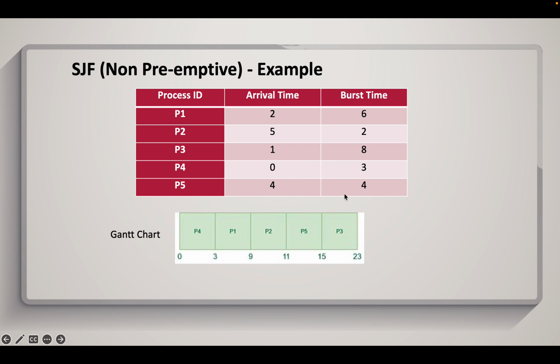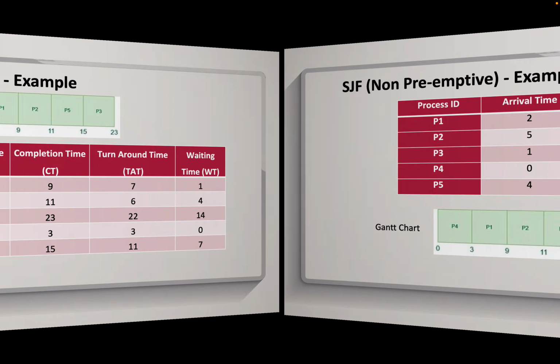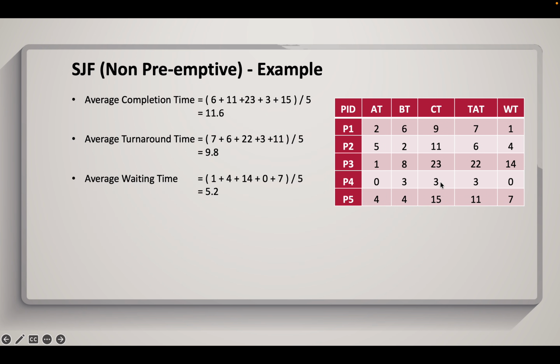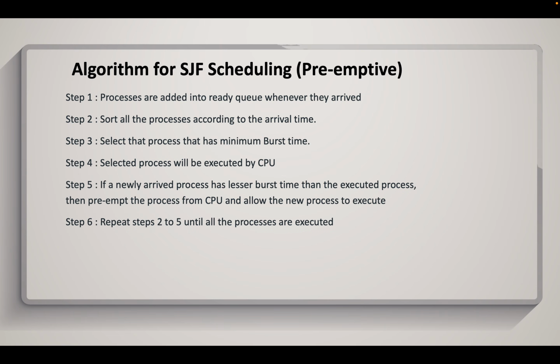So at a particular time, what are the processes available in the ready queue? Among the available ready queue processes, the shortest job will be executed first. In this case, if a shorter job arrives later, it will not preempt the executing process. That is the non-preemptive case. Similar to FCFS, we can calculate the completion time, turnaround time, waiting time, and so on. And this is the average waiting time case.